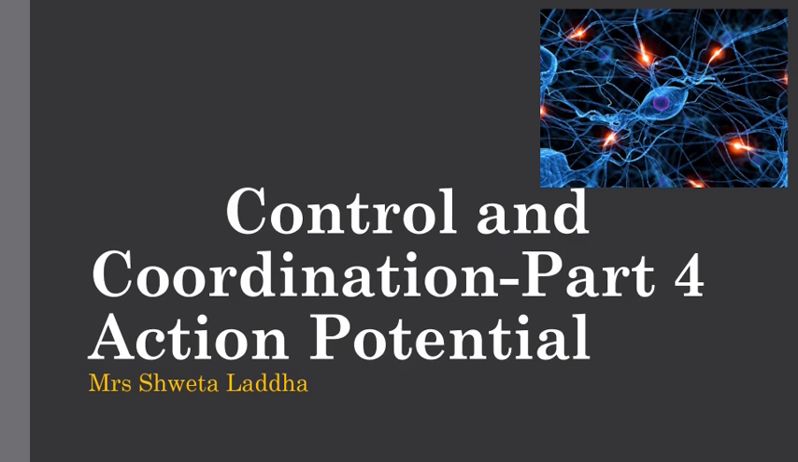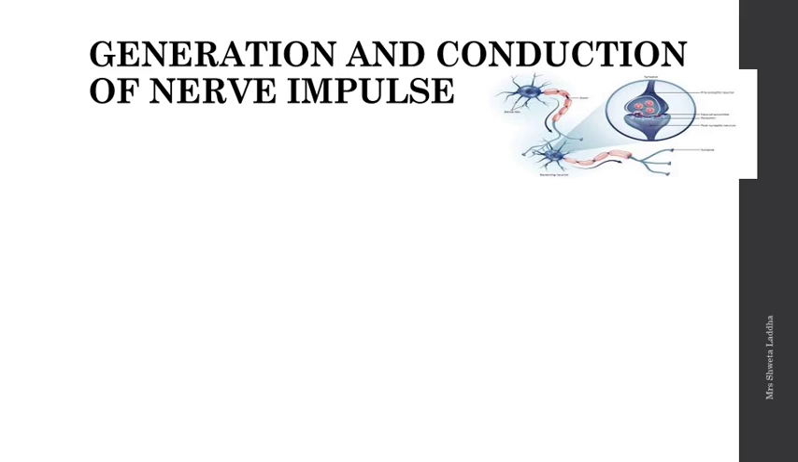Today I am going to discuss a very important topic, that is action potential. We have already studied the structure of a neuron. A neuron consists of dendrites, a cyton and an axon. Let us see how the generation and conduction of the nerve impulse takes place.